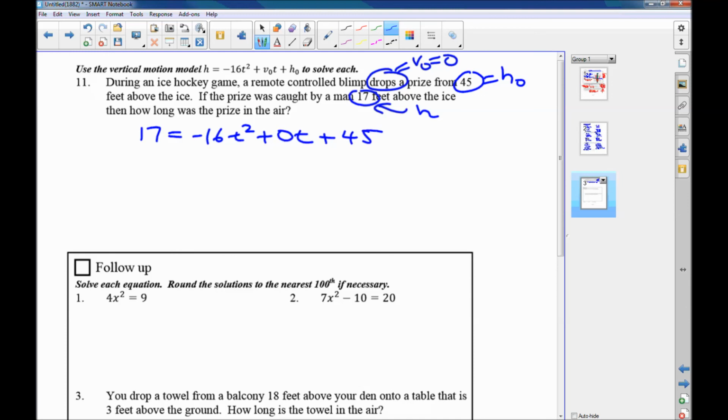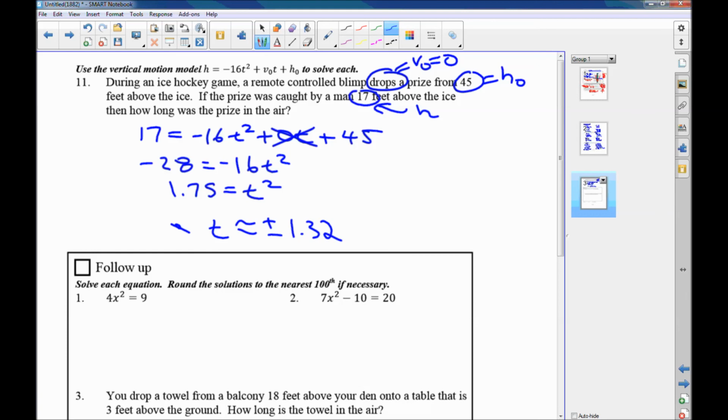So then I need to solve this. I'm going to subtract 45 to the other side. So 17 minus 45 will give me negative 28 equals negative 16t squared. We'll go ahead and get rid of the 0t there. Then I'll divide both sides by negative 16. This will give me 1.75 equals t squared. And then I'll square root that. So the square root of 1.75 is about 1.32. Okay, so t is going to be about 1.32.